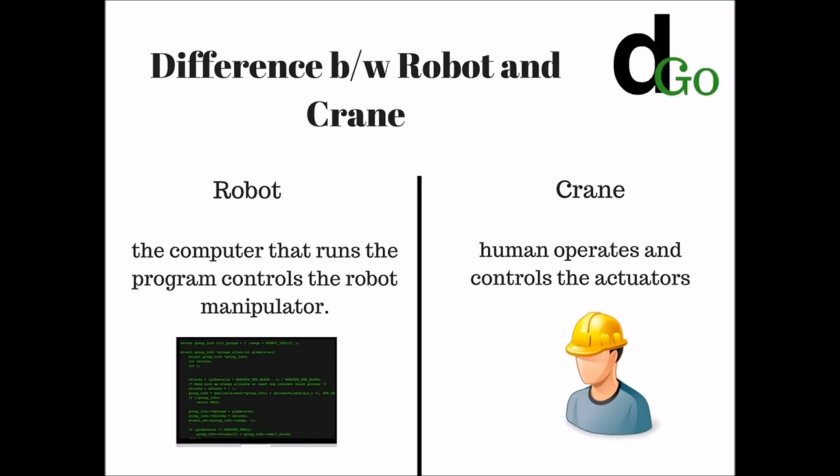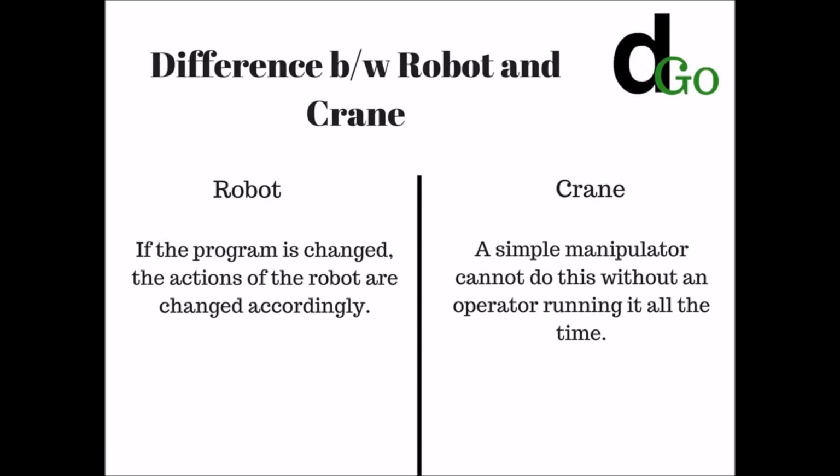Difference between robot and crane: in a robot, the computer that runs the program controls the robot, whereas in a crane the human operates and controls the actuators. And there is one more difference. If the program is changed, the actions of the robot are changed accordingly. But in a crane, a simple manipulator cannot do this without an operator running it all the time.